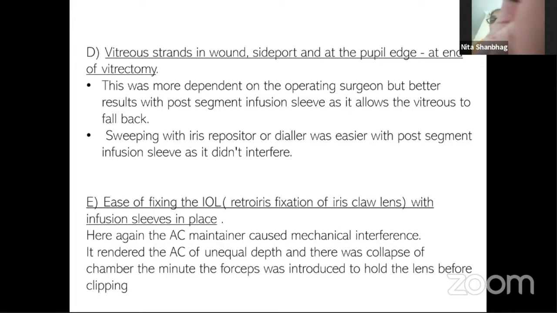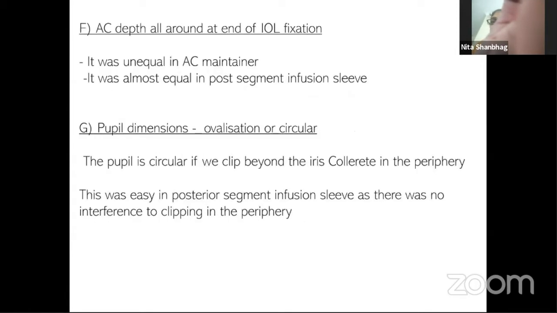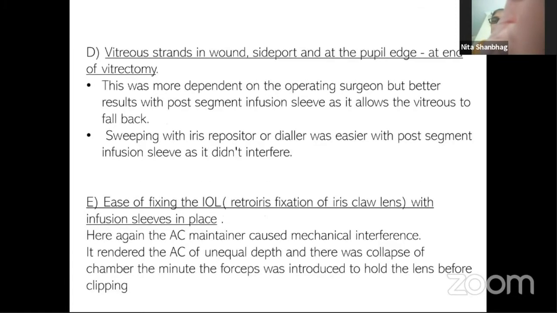Sweeping with an iris repositor or dialer was easier with a posterior segment infusion sleeve, as it did not interfere mechanically. Ease of fixing the IOL with infusion sleeves: here again, the AC maintainer caused mechanical interference. It rendered the AC of unequal depth, and there was collapse of the chamber the minute the forceps was introduced to hold the lens before clipping.